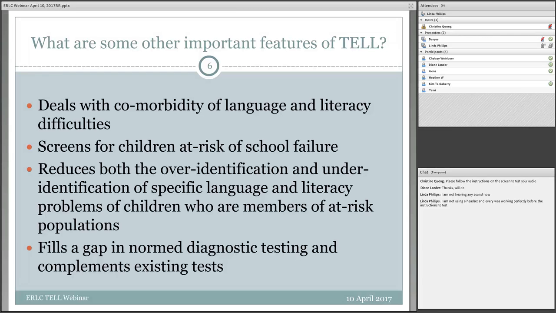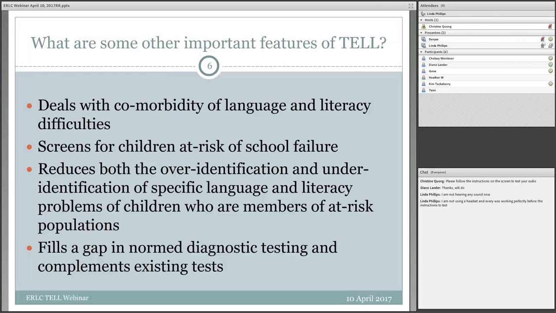And finally, the fundamental question. Why is TEL needed? Because it is important not to wait until children have started school to assess their language and literacy. Data from US and Canada shows that approximately 25% of all children starting school are at risk of school failure. And cognitive ability scores of low SES children are 60% lower than those of high SES children.